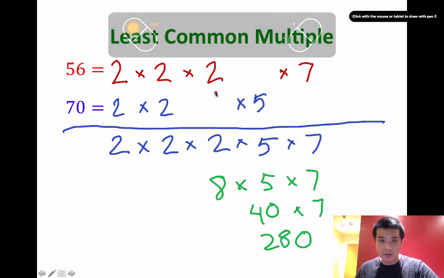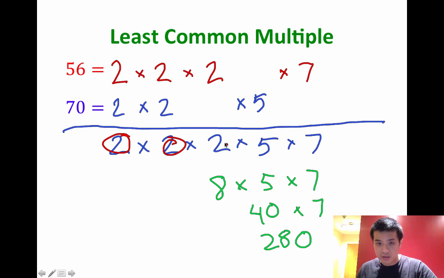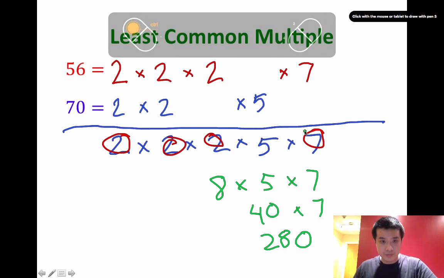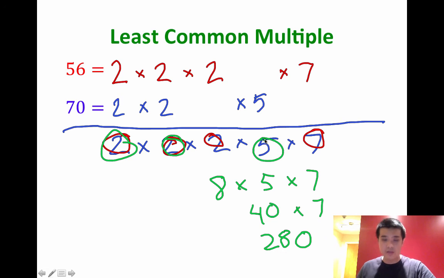Again, notice how we use all of these numbers to create either 56 or 70. So we use the 2s, all of them, to get 56, and we use one of the 7s. Again, we use this 2 and this 2 to get 70, and we use this 5 to get 70. So we used all of them, we don't have anything left over, we have done it correctly.